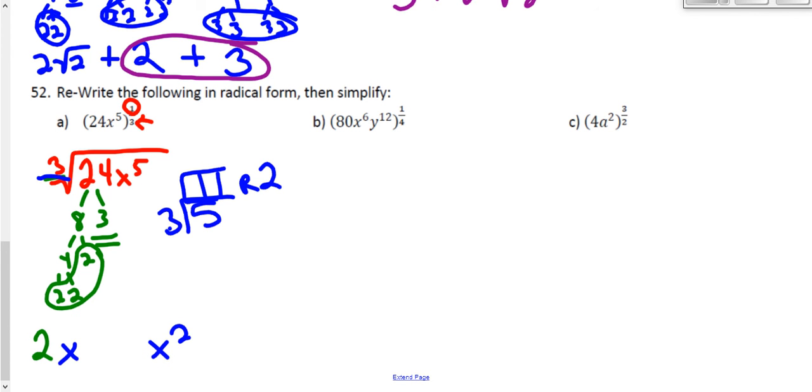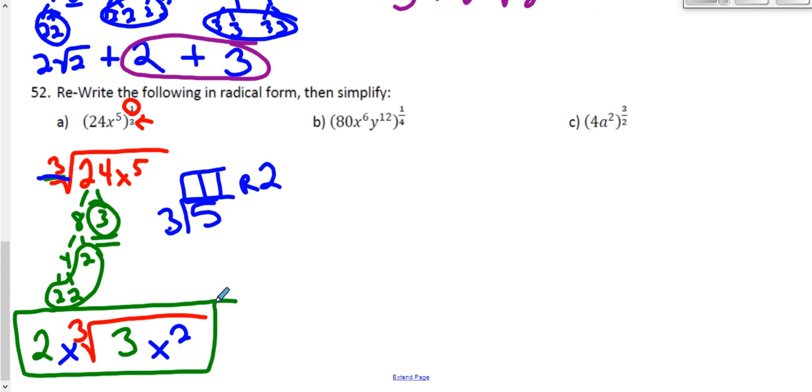So let's go ahead and take a look at the radical here. 2 has come out, x has come out. I still have a 3rd root happening. I had an x squared stuck inside, and because of this guy, I also had a 3 stuck inside. So 2x times the cube root of 3x squared. So that one's all done.